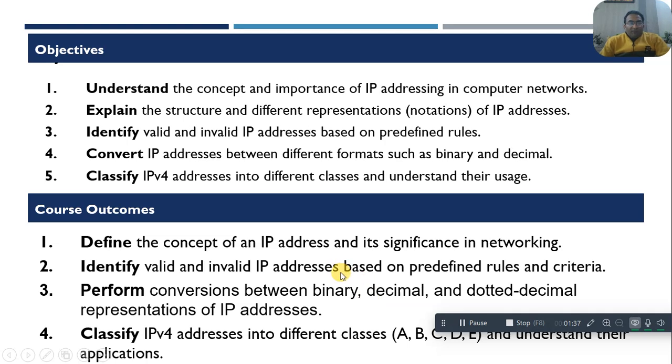Now, after completion of this lecture, the outcomes will be that a student will be able to define the concept of an IP address and its significance in networking. We'll be able to identify valid and invalid IP addresses based on the predefined rules, perform conversions between binary, decimal and dotted decimal representation of IP address, and classify IP address into different classes, that is A, B, C, D and E, and understand their application.